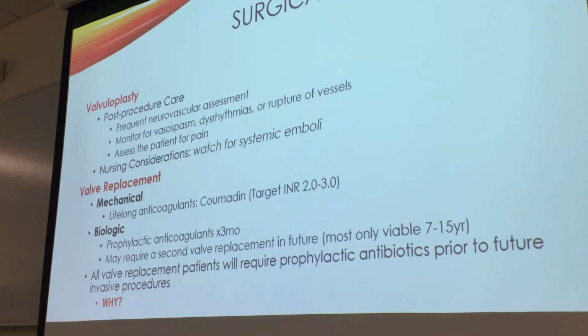So anybody who's had a valve replacement should be on prophylactic antibiotics if they were to have an invasive procedure like dental work or anything that is involving the mucosa. And do you know why that is? Yep, so infection, specifically infective endocarditis. So they're at risk for that with valve replacement. So these patients will be taking most likely an ampicillin or something before they have dental work done.